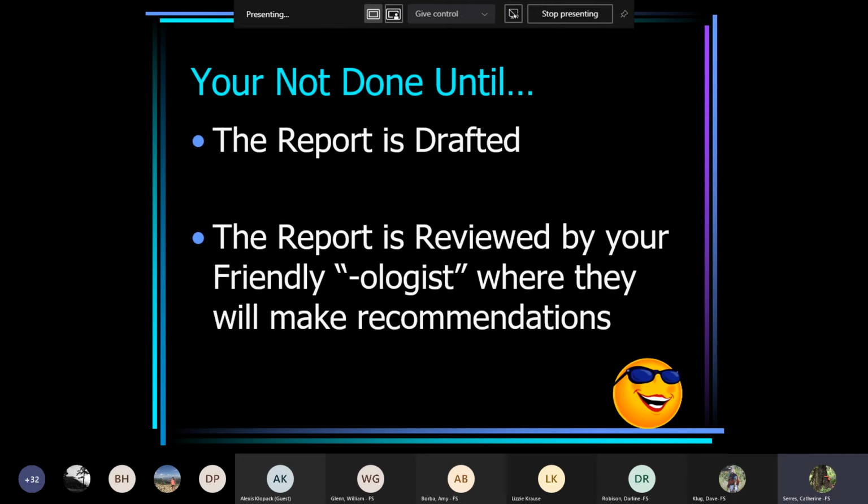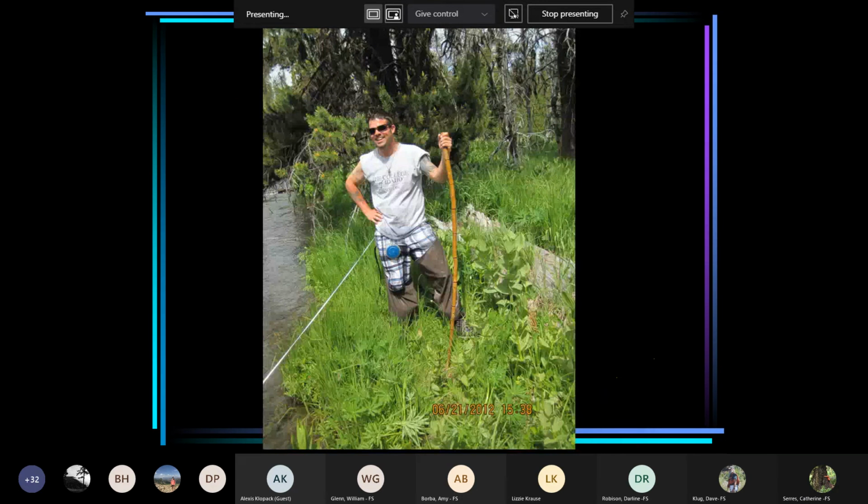Katie? Yes? I have another question. What about litigation? Would these ever be directly used if somebody comes up and has a lawsuit about this or that against the forest? Absolutely.